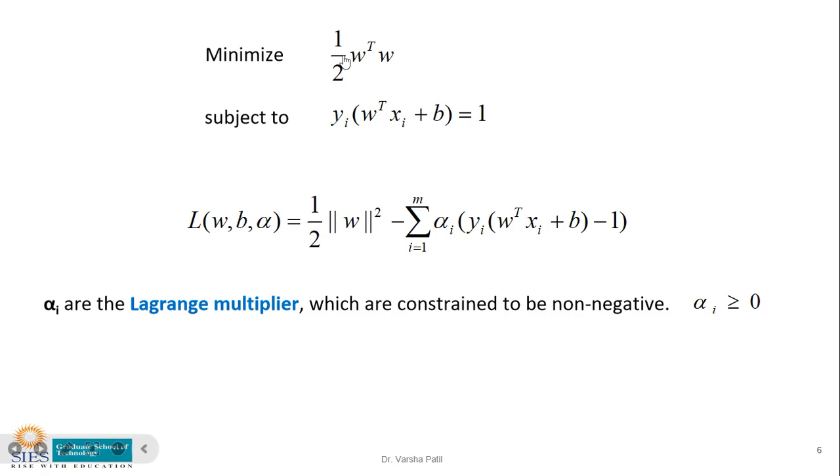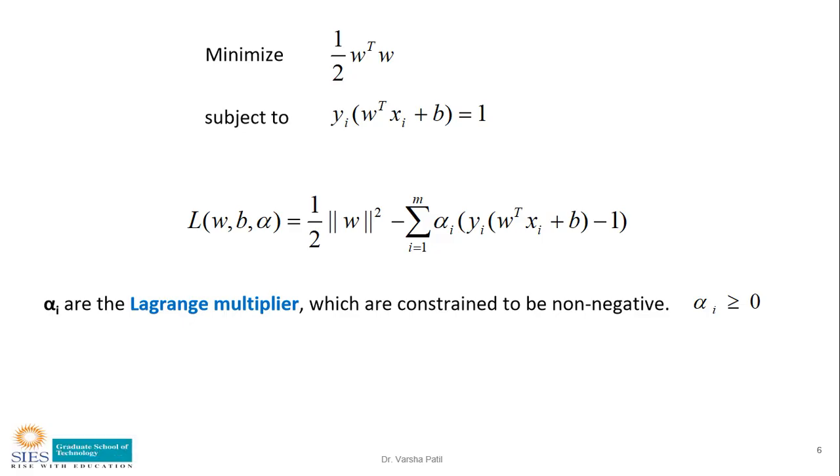So we have to minimize 1/2 squared norm of the weight vector, and the constraint is that all points should be classified correctly. Now this function can be represented as a loss function. The parameters are W, b and alpha. 1/2 squared norm of the weight vector minus, this condition is taken as for all points summation 1 to m alpha i, we introduce the Lagrange's multiplier which is constrained to be non-negative, and the condition is that alpha i greater than or equal to 0, and this is the condition subject to this, that is every point should be classified correctly.